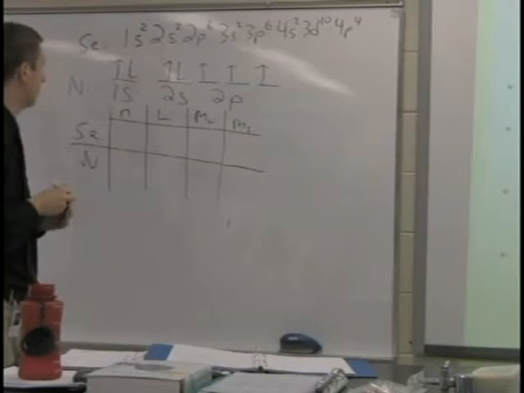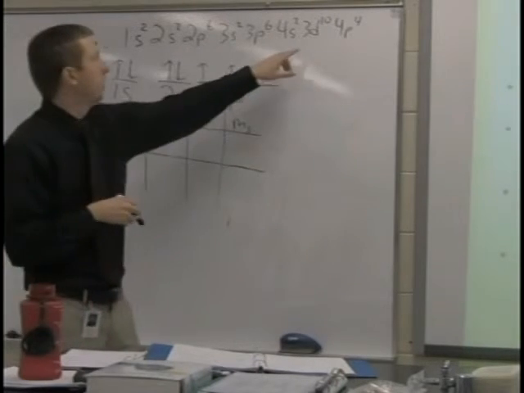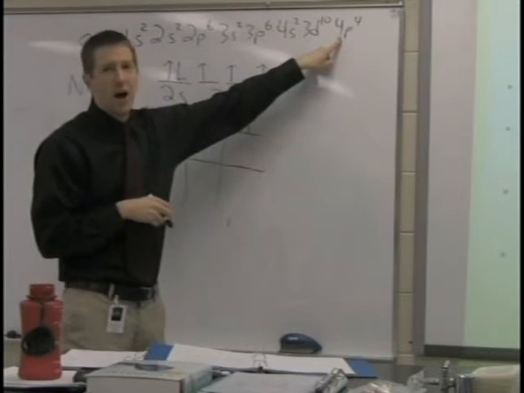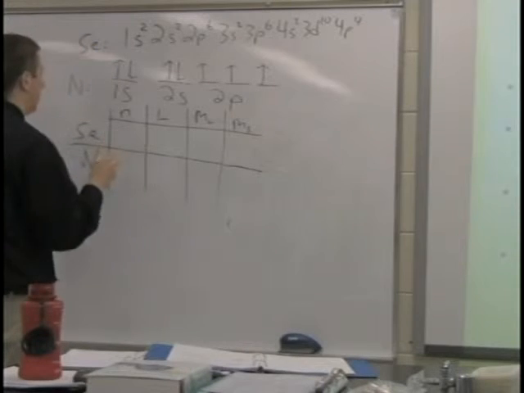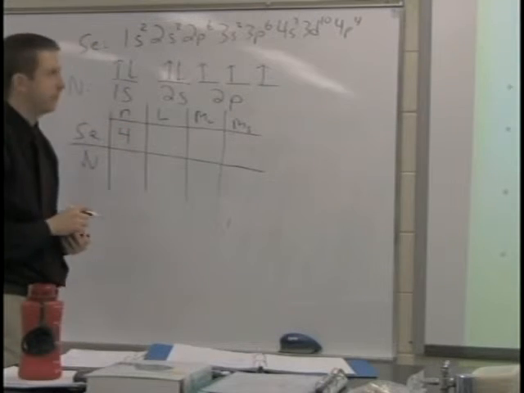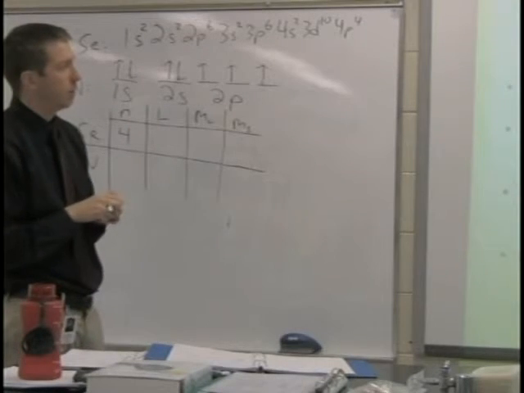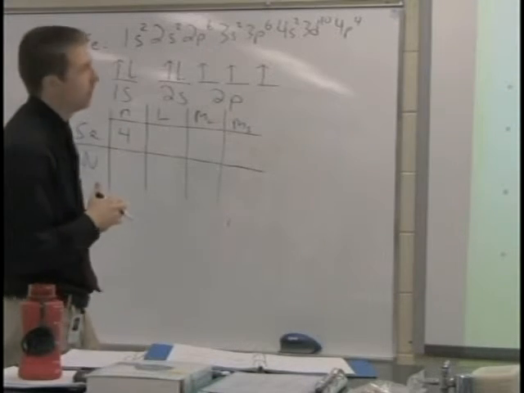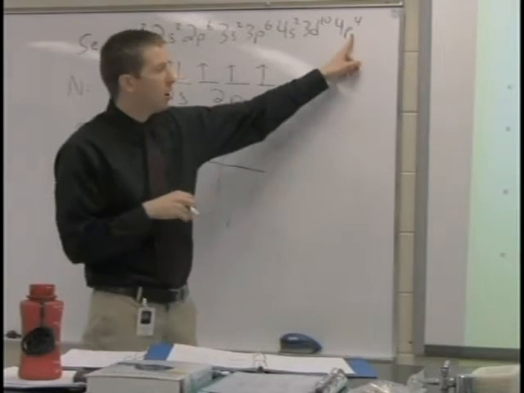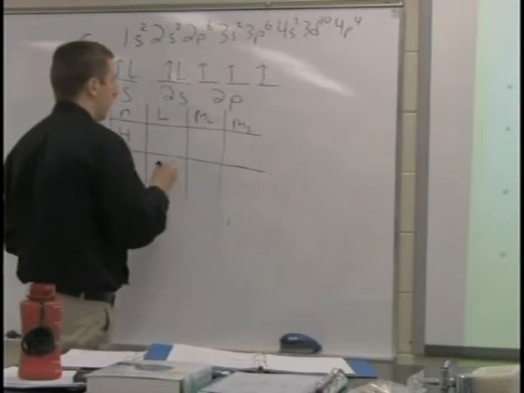Energy level is the first one. Selenium ends up at the very end occupying the 4th energy level. So that quantum number is just 4. L is the second one. L is referring to what orbital it ends with. And if you notice, it ends in the p. We designate that with a 1 for the L number.